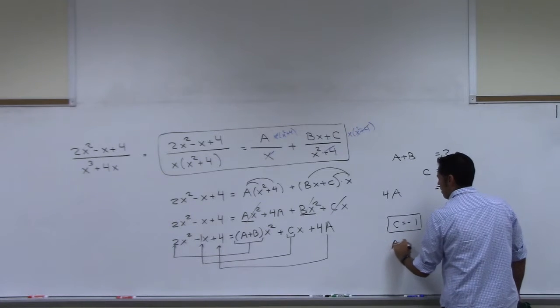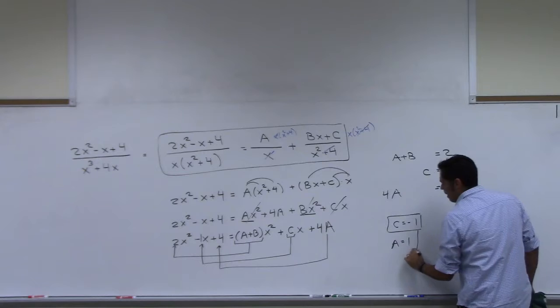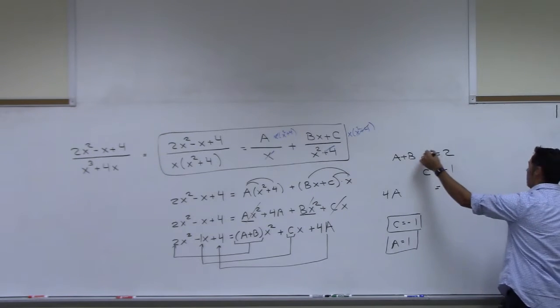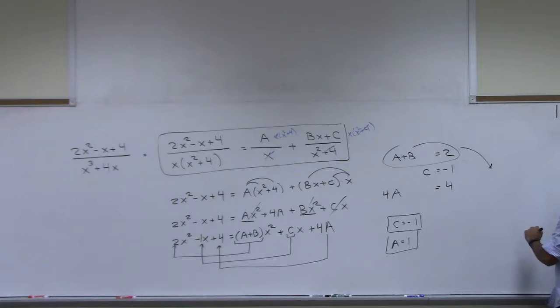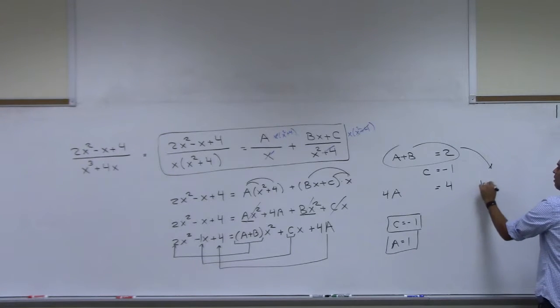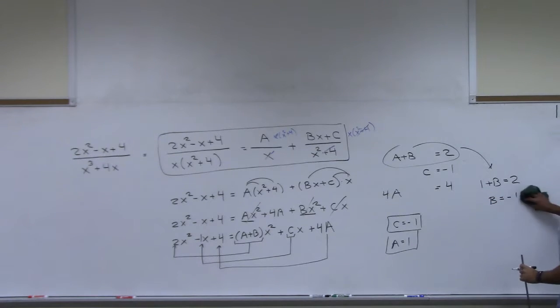A is 1 if I take this equation and divide both sides by 4. And then to get b, I can use this equation right here, because I know what a is, right? So a is 1, so 1 plus b must be 2, subtract, b is +1.